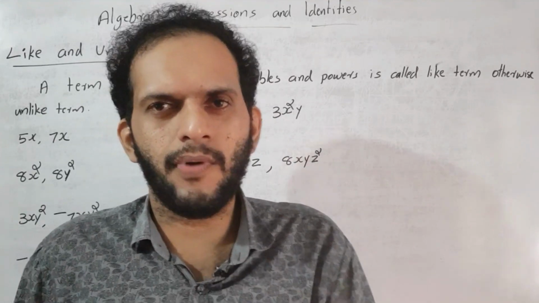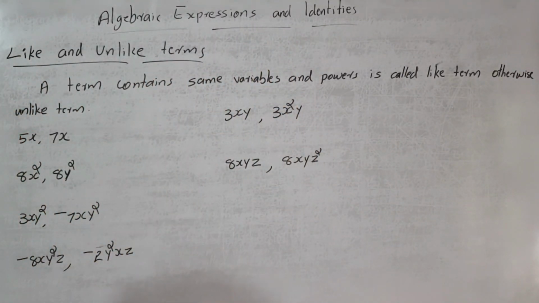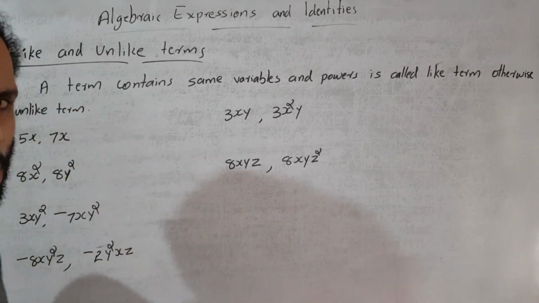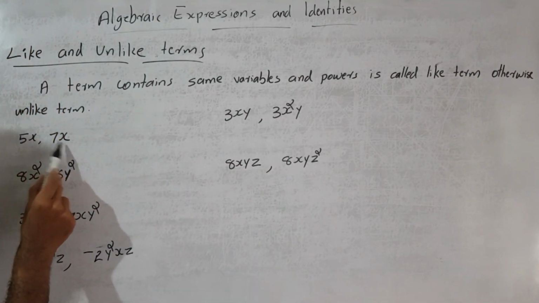Okay, so we classify here the first one. What is the first one? 5x and 7x. We are using two terms: the first one is 5x, the second one is 7x. Then we want to identify whether it is like or unlike. So we think only about the variable. Here we use the same variable x.